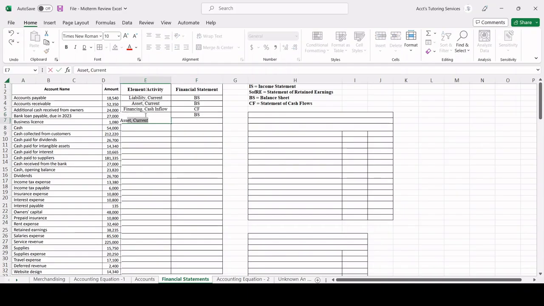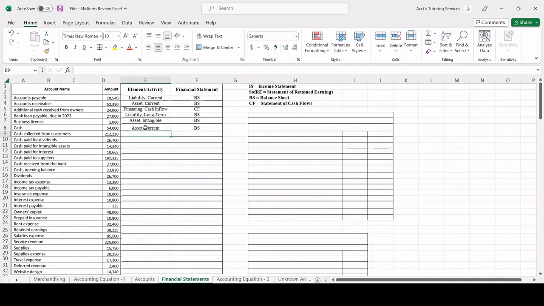Business license is an asset, and this is going to be an intangible asset. So an intangible asset is essentially a long-term asset that doesn't have physical substance. When we say physical substance, that means we can't physically touch it, but it still provides us with a value. And this is going to go on to the balance sheet. Cash is cash. This is going to be an asset. It's going to be current. Go on to the balance sheet.